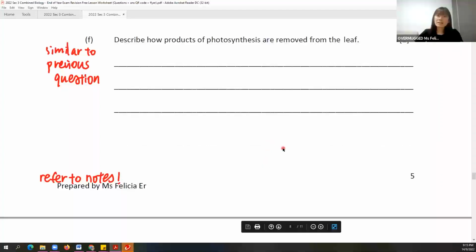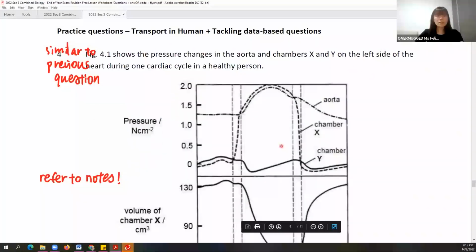Okay, so that's all for the first 2 topics. Gary is asking, what's the optimum temperature for photosynthesis? The optimum temperature is the optimum temperature of enzyme. That means it is 37 degrees Celsius.